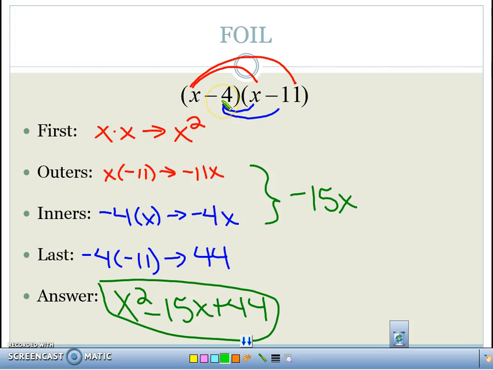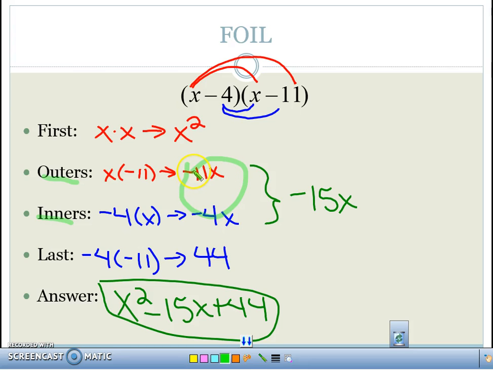And then you're going to multiply last. So take this negative 4 and multiply that by negative 11. So negative 4 times negative 11 is positive 44. Once you do each one, you're going to combine like terms, these two. So you always combine like terms with outers with inners. So this one has the same variable, which is x and x.